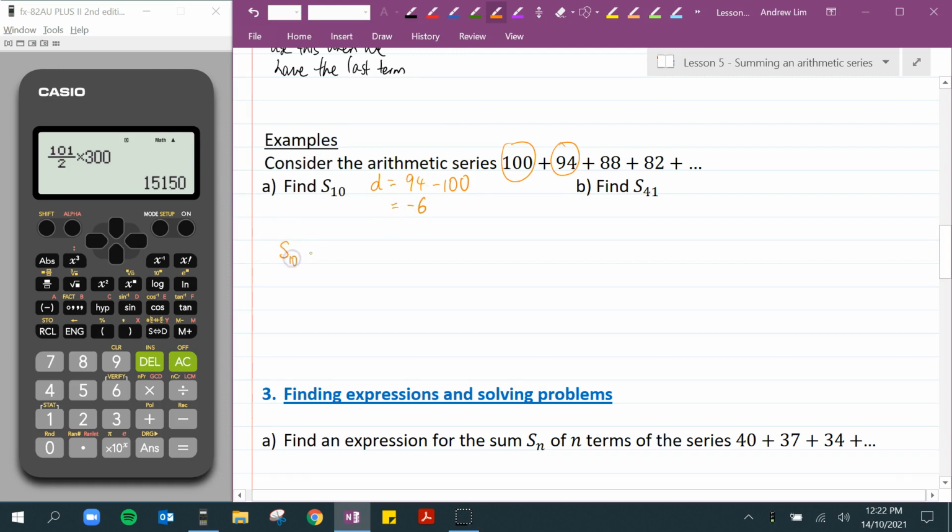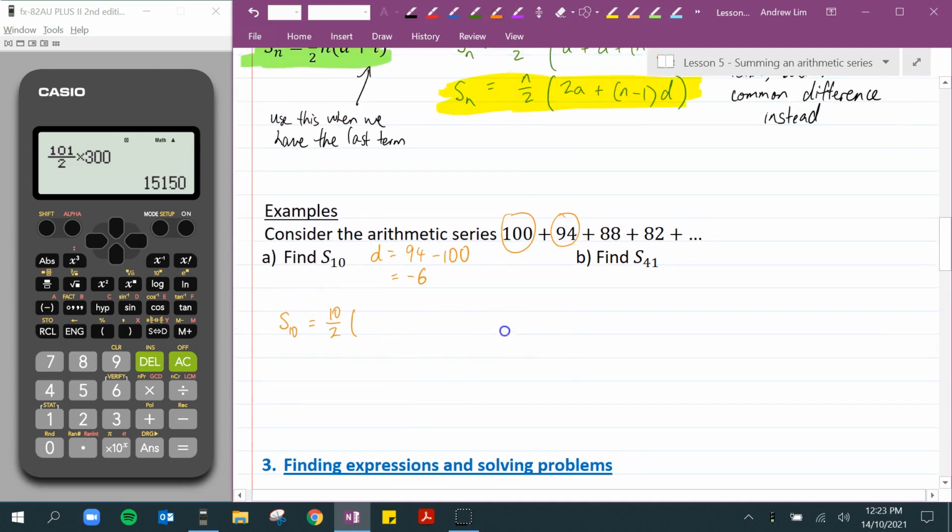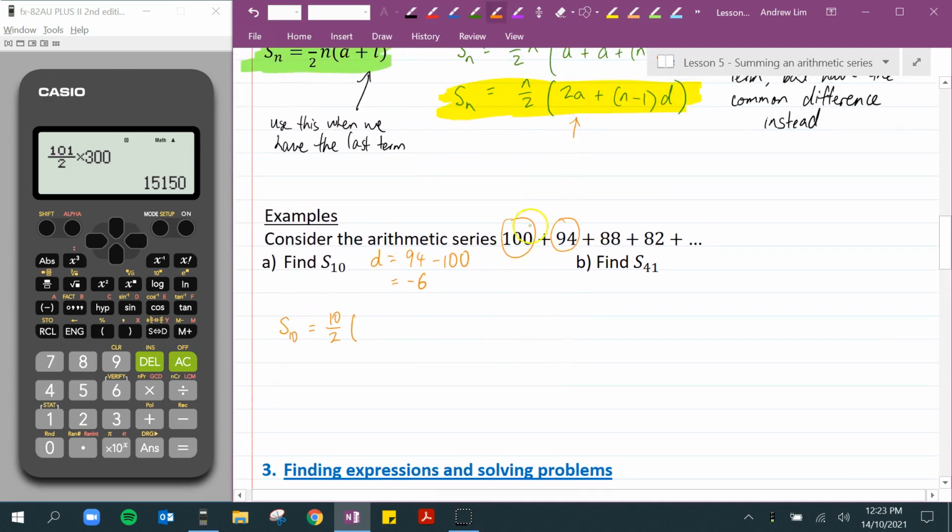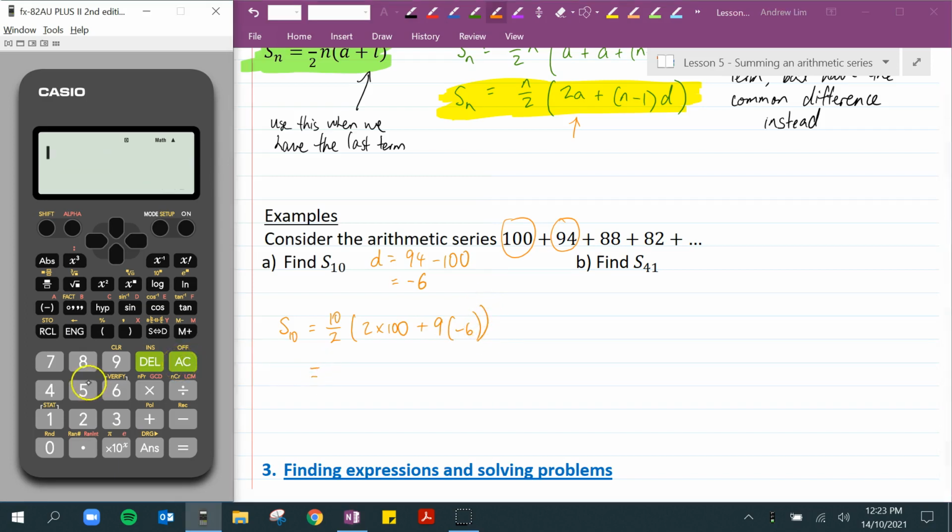So the sum of the first 10 terms is going to equal n over 2 times 2a. Have a look at the formula. 2a, well, a is 100, the first term is 100. So 2 times 100 plus (n minus 1), which is 9, and the difference is minus 6. So let's put that in the calculator. 10 over 2, that's just 5, times 200 plus 9 times minus 6, 730.